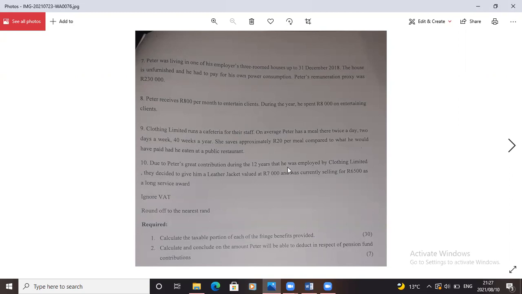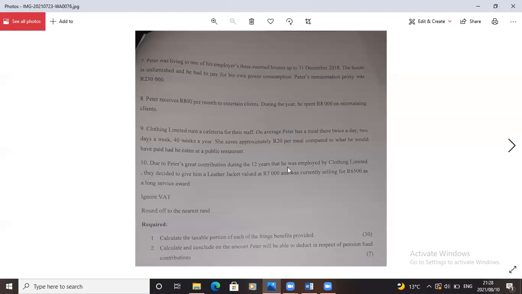Okay. So number 8, Peter receives 800 rand per month to entertain clients. During the year, he spent 8,000 on entertaining clients. If something is an entertainment allowance, it's an allowance the employee receives from his employer to entertain clients. There is an allowance for that.